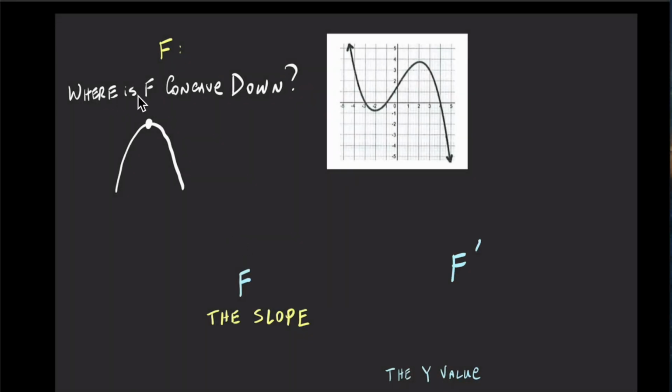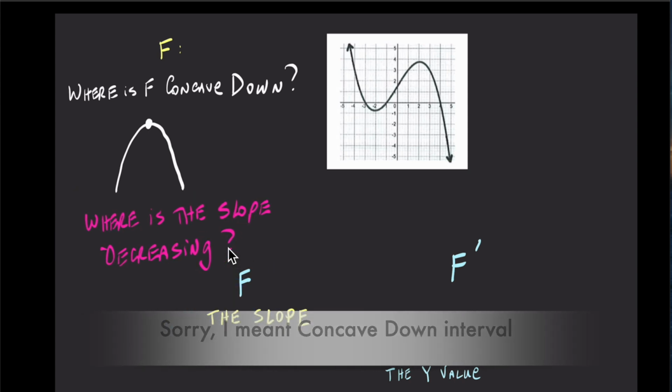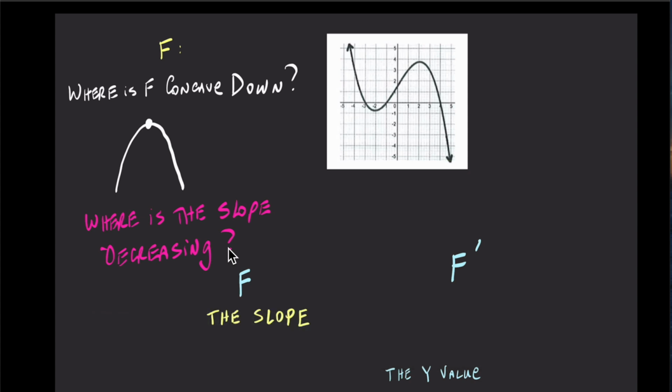Next, we're asked to find where the f graph is concave down. How do we rewrite this concept using the word slope? How do we get slope into this concept? Well, what is true about any concave down interval on a graph? The slope is decreasing. Recall, in a concave down portion of the graph, it's going to be going from positive 10 to 0 to negative 10. That's a decreasing slope. Decreasing slope, concave down.